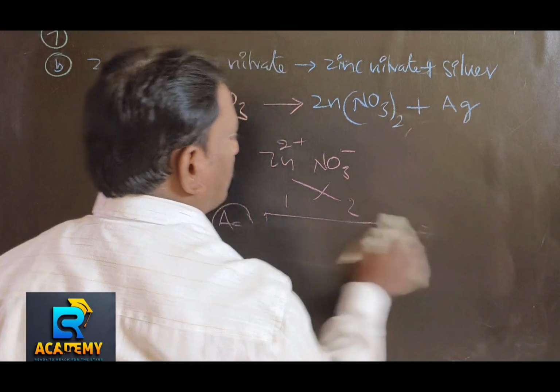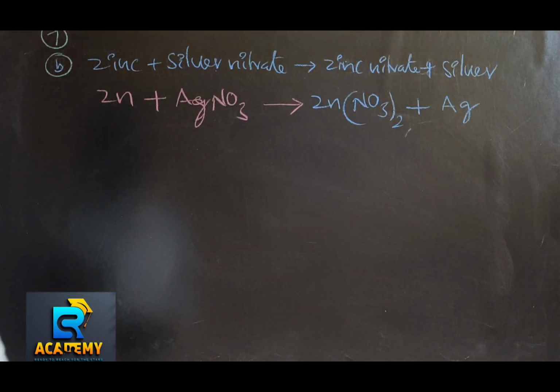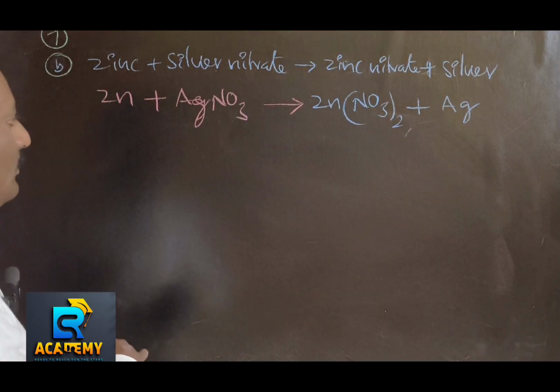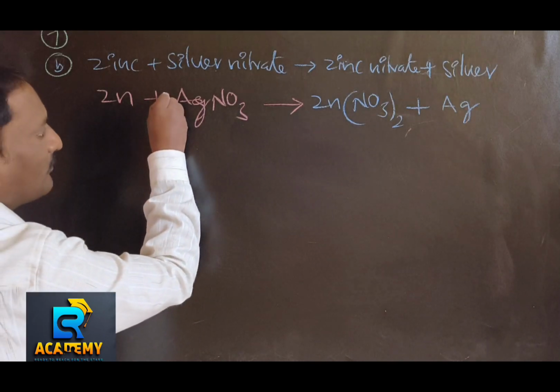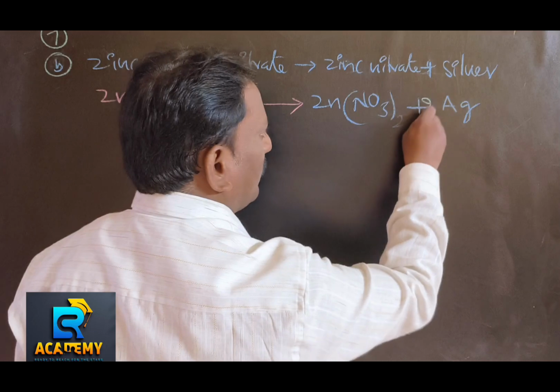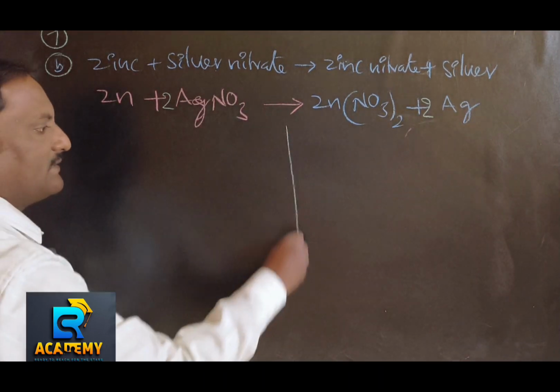Now balance the equation. Very simple one. The nitrate ions: 2 here, 1 here. So silver nitrate must be multiplied with 2. Silver here 2, silver here 1. So place 2 here. Zinc 1, zinc 1. It is a balanced chemical equation.